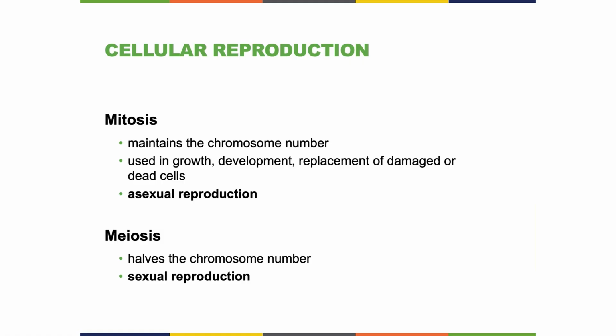Meiosis is sexual reproduction. We'll cover that in chapter 7. In meiosis, we're cutting the chromosome number in half, and we'll see why that has to occur in chapter 7.